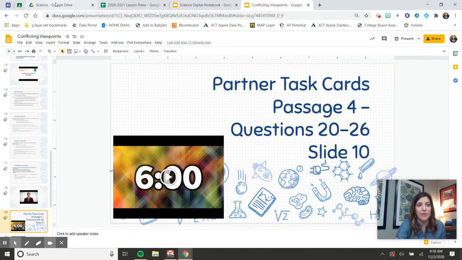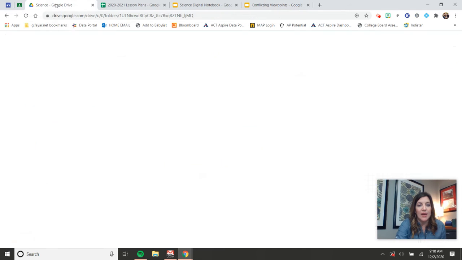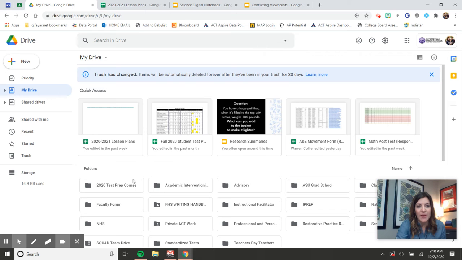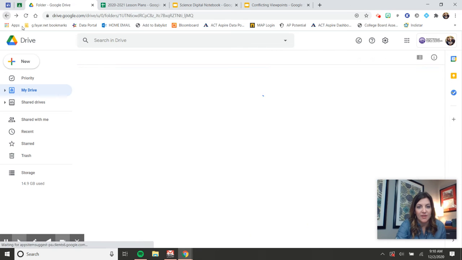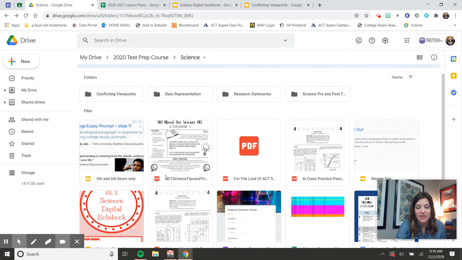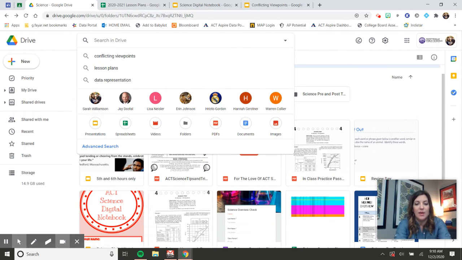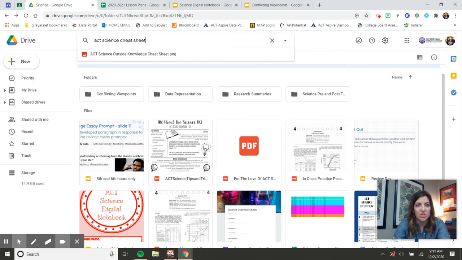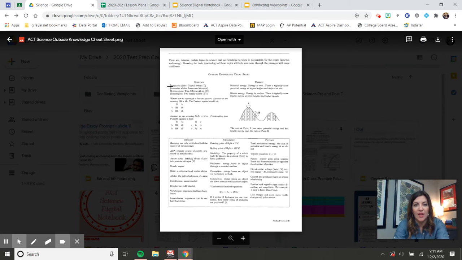One other thing I need to share with you guys: I need to post this. I have a one-page cheat sheet about the outside knowledge that they like to ask about the most. Let me see if it was there. I'm going to look up ACT Science. Here it is. Okay, so I'm going to post this on Google Classroom as well.